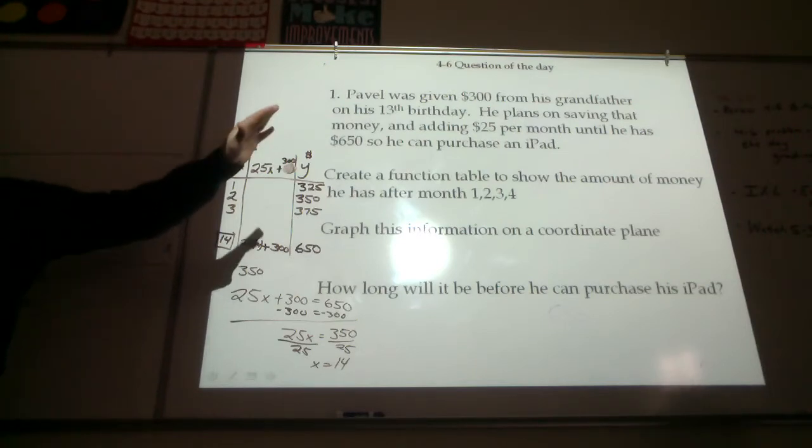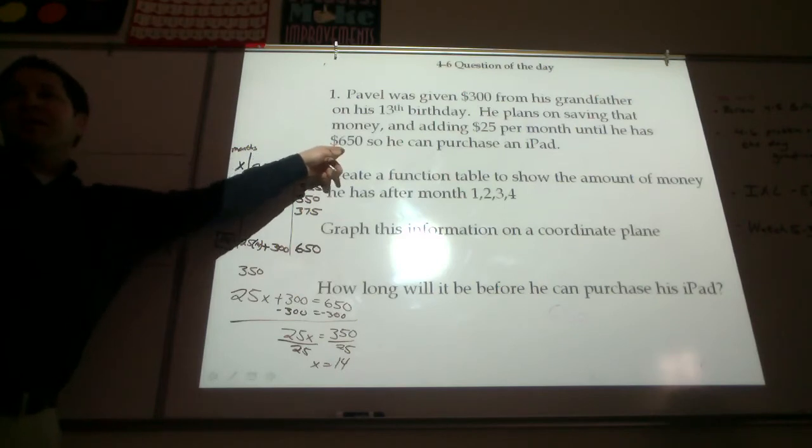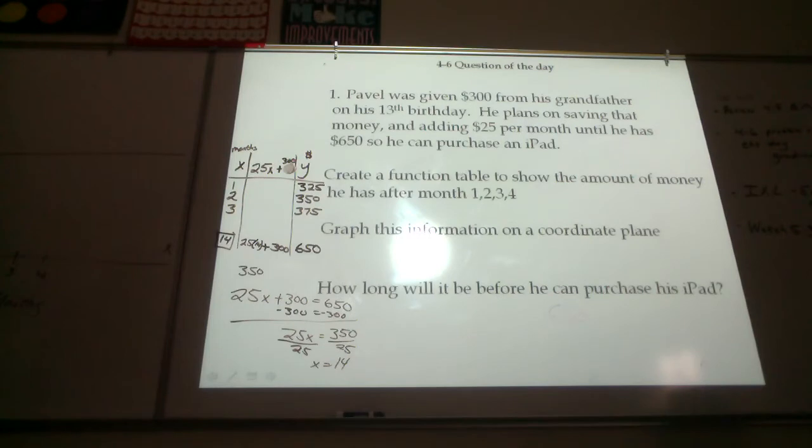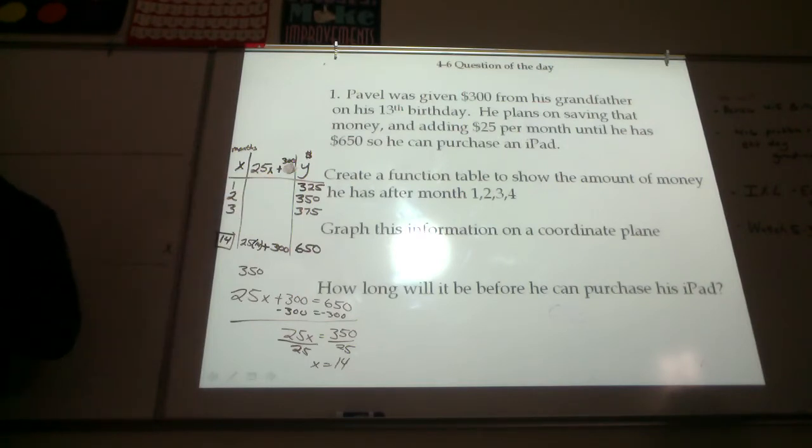So a typical test question that you would see is, instead of saying how many months would it be until he gets $650, they'd say, after 24 months, how much would he have saved? One way to do that is if you write your function, 25x plus 300. All we have to do is plug in that value of x. X is months, 24 months. That's what you'll need to do for your test for chapter 4.